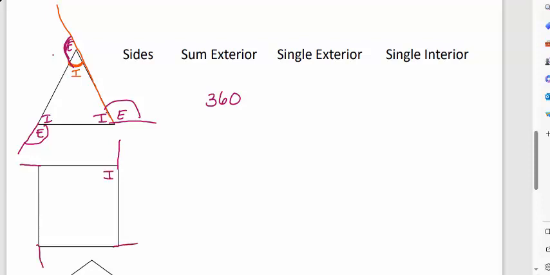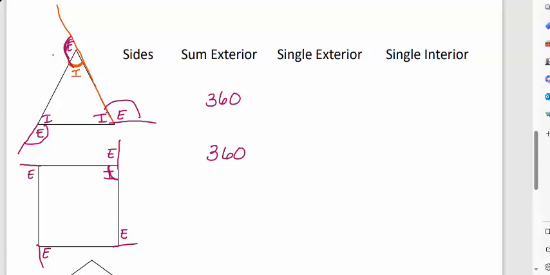So interior, exterior. If we add up all of these exteriors, and because it's a square, we know that every exterior here is 90, because if the interior is 90, the exterior is also 90. 9 times 4 is 360. But it's always true that the sum of the exterior angles is 360.